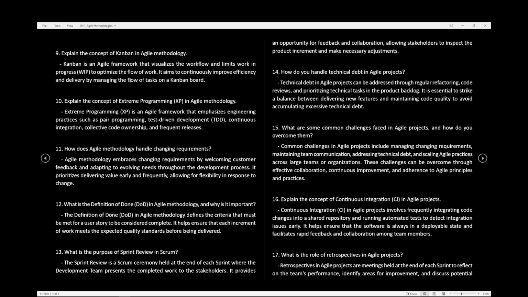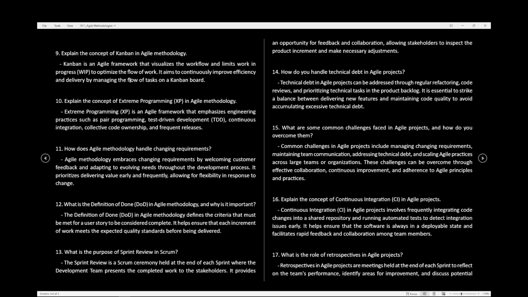How does Agile methodology handle changing requirements? Agile methodology embraces changing requirements by welcoming customer feedback and adapting to evolving needs throughout the development process. It prioritizes delivering value early and frequently, allowing for flexibility in response to change.